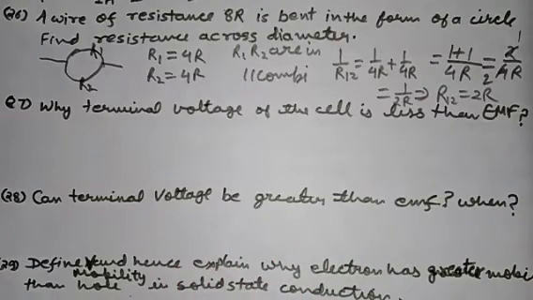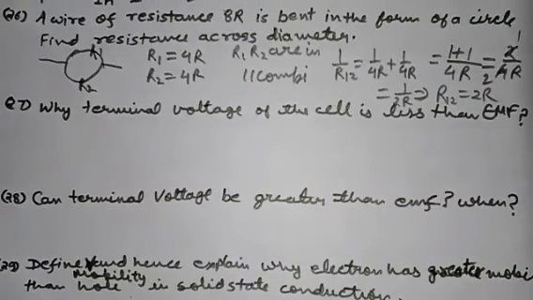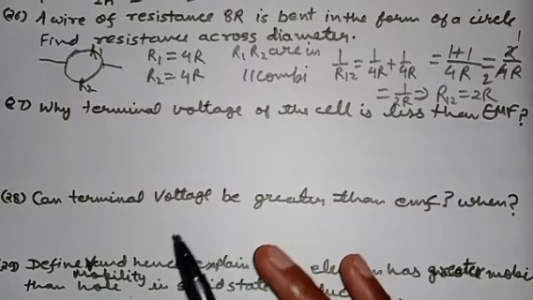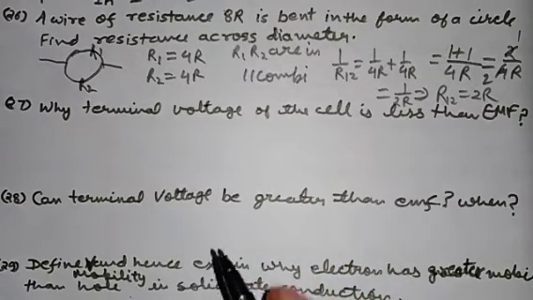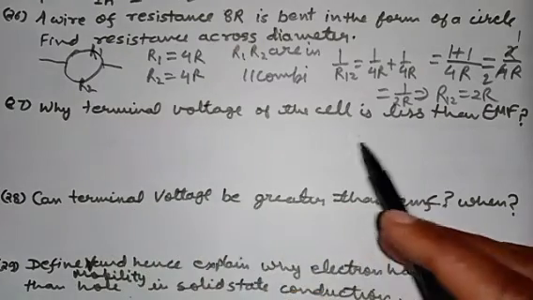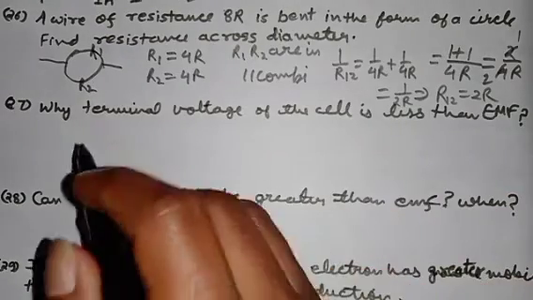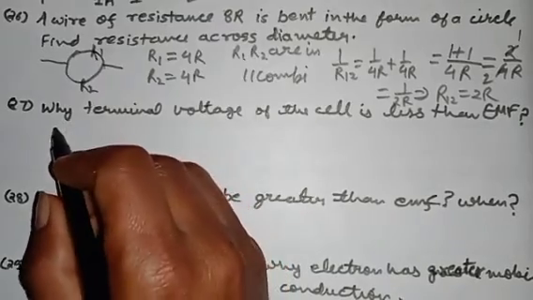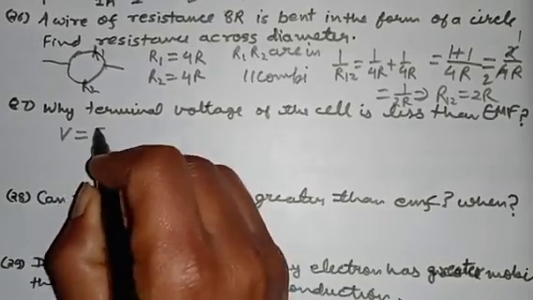Still, such type of question, they can bend this question in any other form, and then they can ask. So it is better to do such kind of simple question here. Just avoid studying theory of this series parallel of resistance. Why terminal voltage of cell is less than EMF? So we can explain it with the help of this equation.